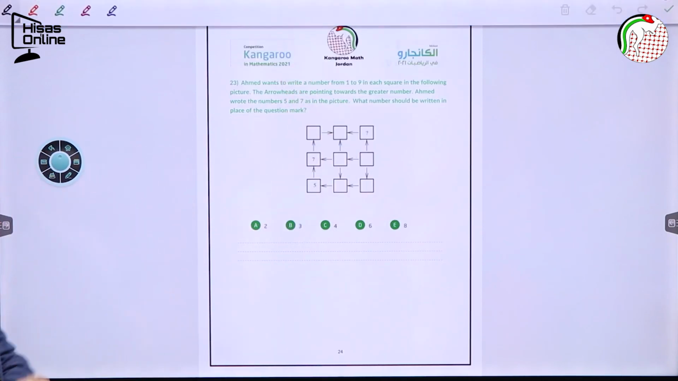Ahmed wants to write a number from 1 to 9 in each square in the following vector. The arrowheads are pointing toward the greater number. Ahmed wrote the number 5 and 7 as in the picture. What number should be written in place of the question mark?